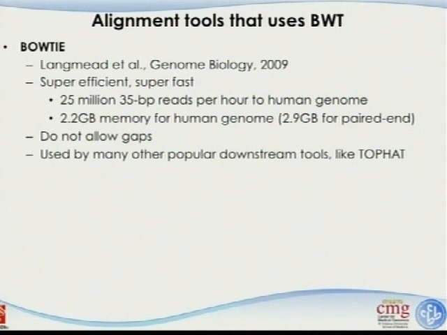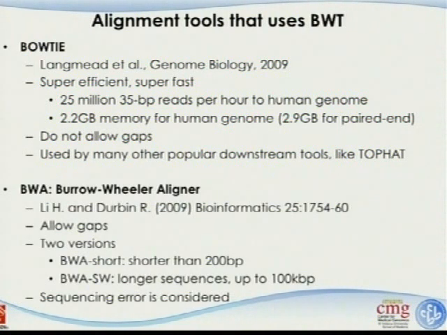Okay? The good thing is that it's used by many other popular downstream tools, like TopHat, which we will be talking about when we go to the RNA sequencing analysis, and Cufflinks. It's also for the RNA sequencing analysis. And I believe that Bowtie has also been built into Crossbow. Crossbow is a cloud solution for sequence alignment. So they were already put in. So it's a very well done algorithm. It's very smart. Actually, everything that I was talking about was from Bowtie's website. They have slides there to show this.